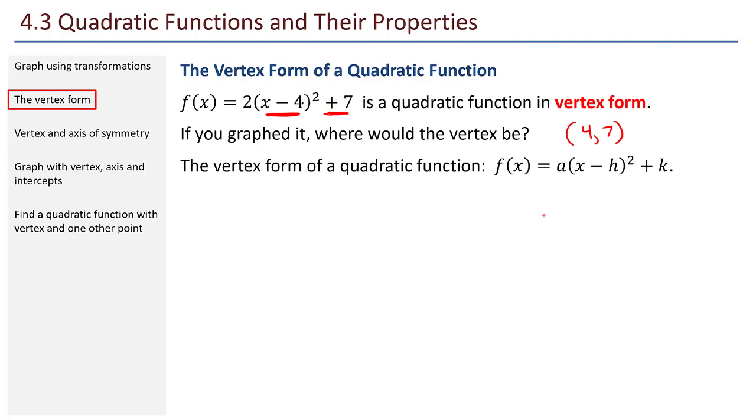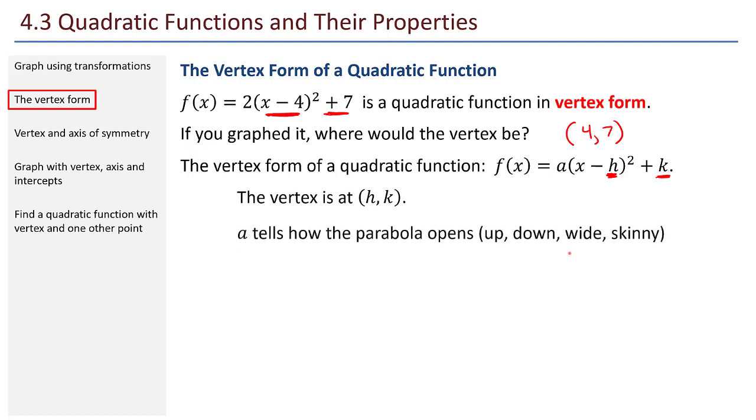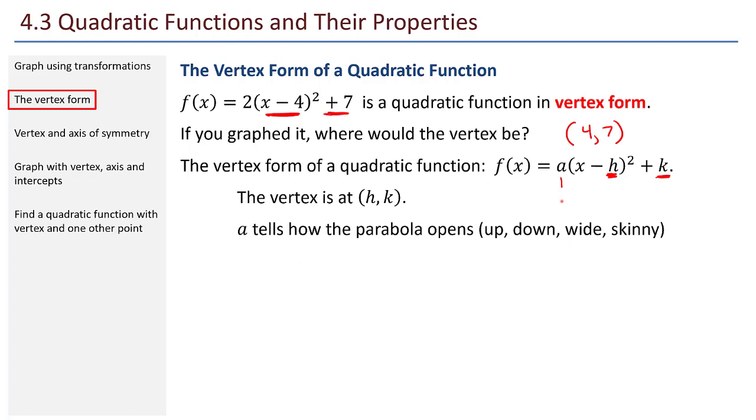Now, in general, the vertex form of a quadratic function is a times (x minus h) squared plus k, where h and k are some numbers. And it's the h and the k that tell me how the parabola has been transformed, how it's been shifted, and that (h, k) is the vertex of the parabola. A, that guy out in front, is going to tell us how the parabola opens, whether it opens up, whether it opens down, whether it's wide or whether it's skinny.